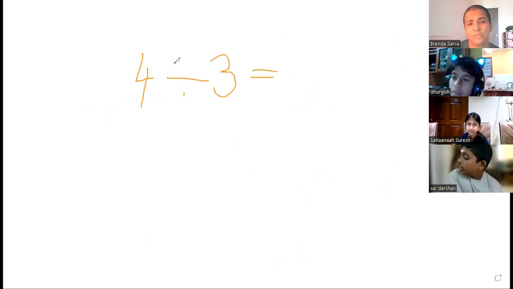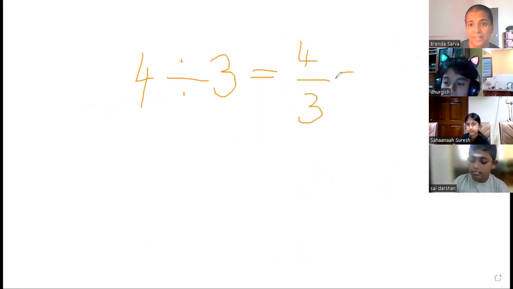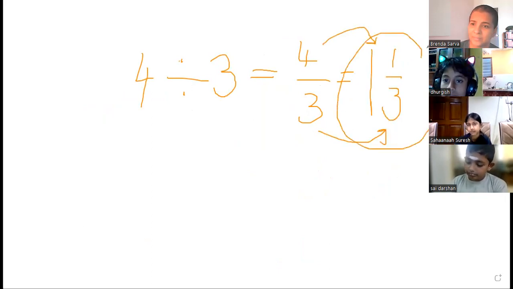If you're going to do this, you remember I've told you that division is fraction. Am I right? So practically you can write it like that. You'll get 4 over 3. And that means you will get 1 and 1 over 3. Revision of your fractions, okay? Improper fraction to mixed number. But what does this mean?